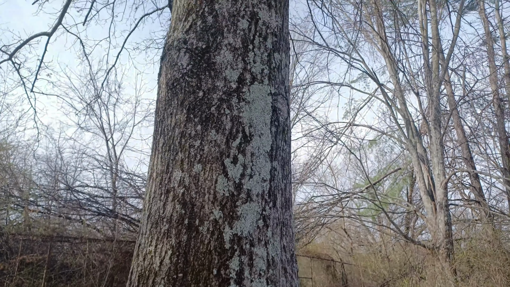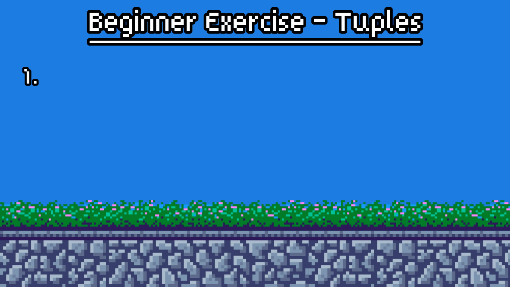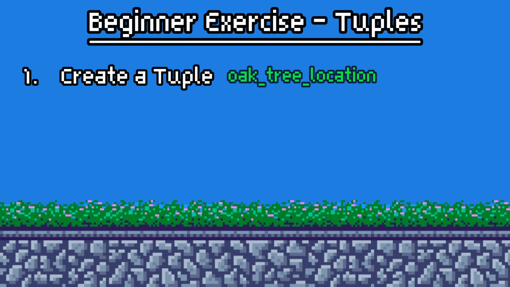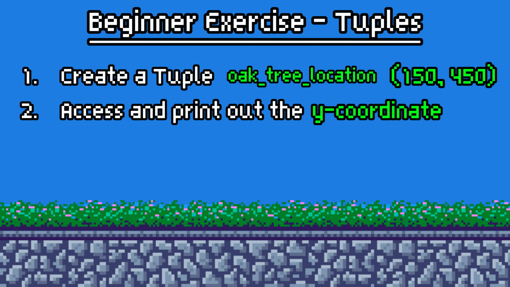And now I've got a little exercise for you. All right, so here's the scenario. You're building a retro RPG, and you have a great oak tree standing in front of you, and this oak tree acts as the center of your world map. This tree should not move. So what I want you to do is create a tuple named oak_tree_location and give it the coordinates 150, 450. Next, I want you to access the data by printing out only the y coordinate to the console using its index.